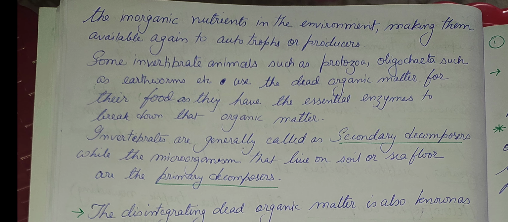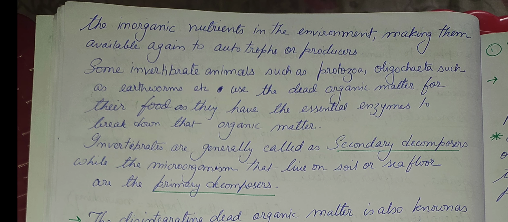There are various types of invertebrate animals, those who don't have a vertebral column, like protozoa, oligochaeta, earthworms, ticks, and annelids. They use this dead organic matter for their food, and they have essential enzymes to break it down. When they break that organic matter into inorganic forms, they use some percentage of it for building their body and energy, and at the same time the rest of the inorganic nutrients prepared get recycled into the environment, into the soil, making them available for the producers again, and in this way the nutrient cycle continues.